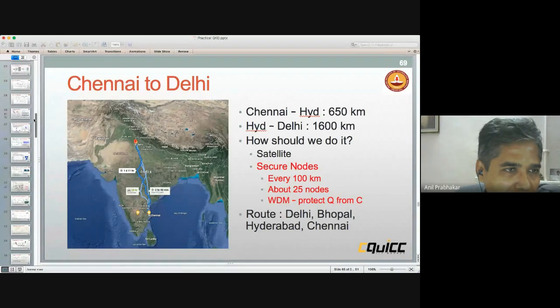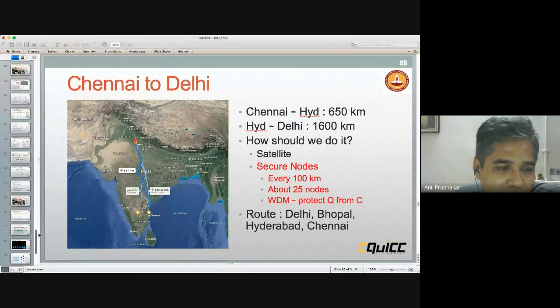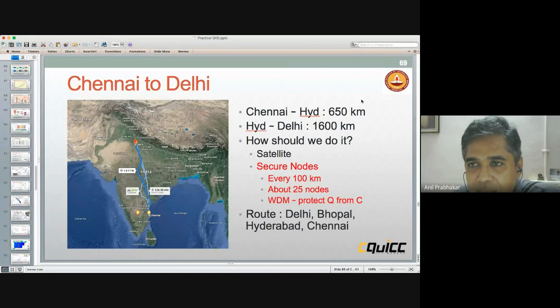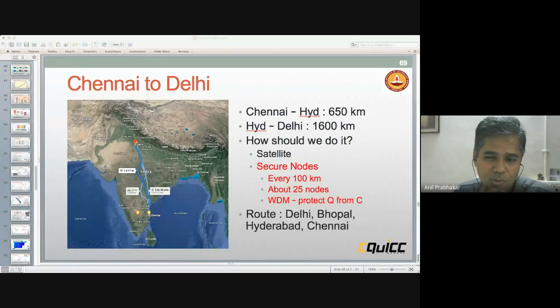I think I sort of removed my slides on CVQKD from this. It is good for metro areas. It worked to about 40 kilometers. It's not really been done over longer distances. There may be other protocols that are possible, floodlight QKD or something like that. One has to look at it and see. But CVQKD, so far, we have not really thought of it as suitable for long distance.